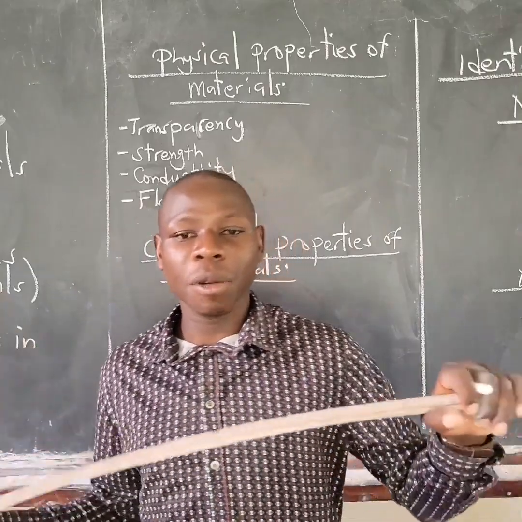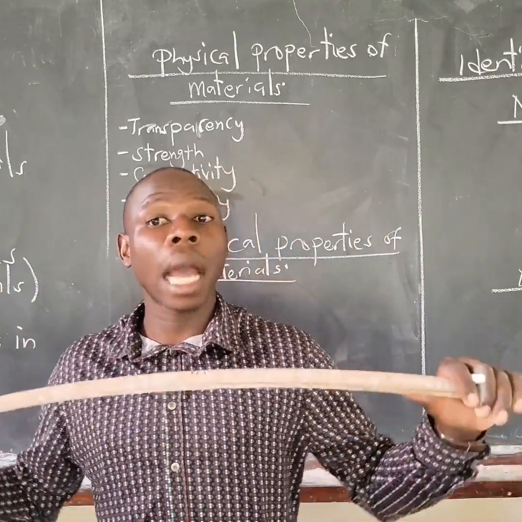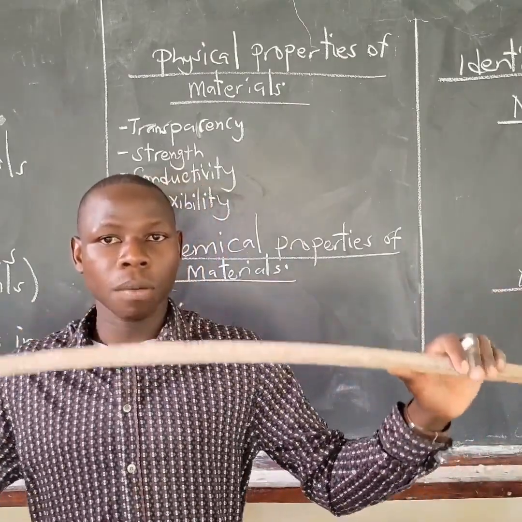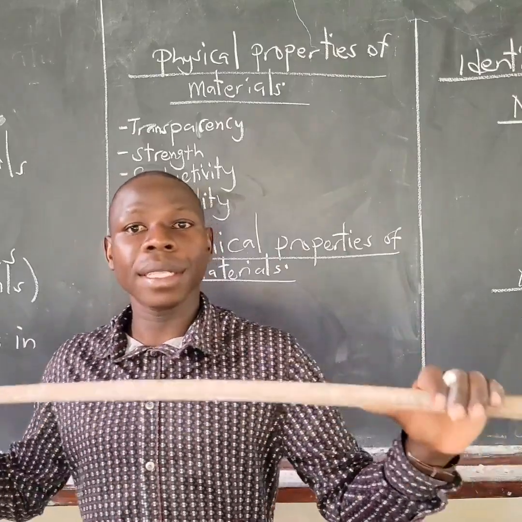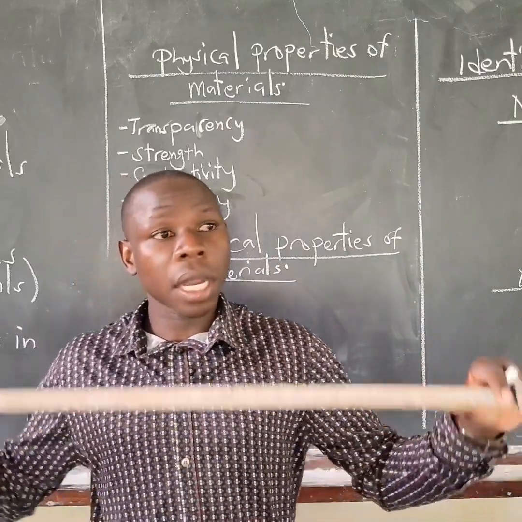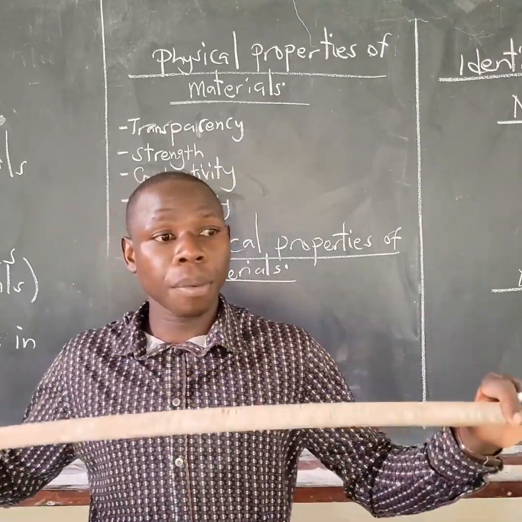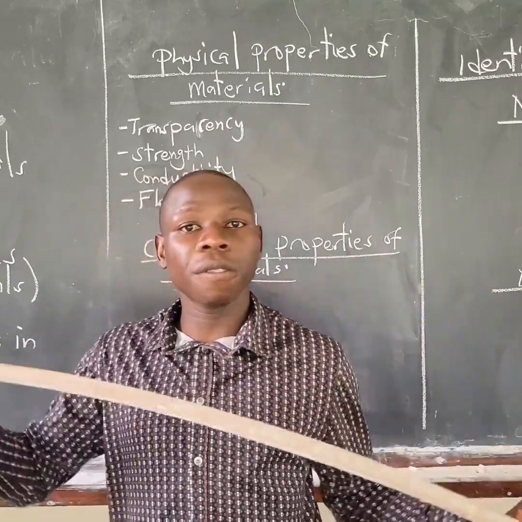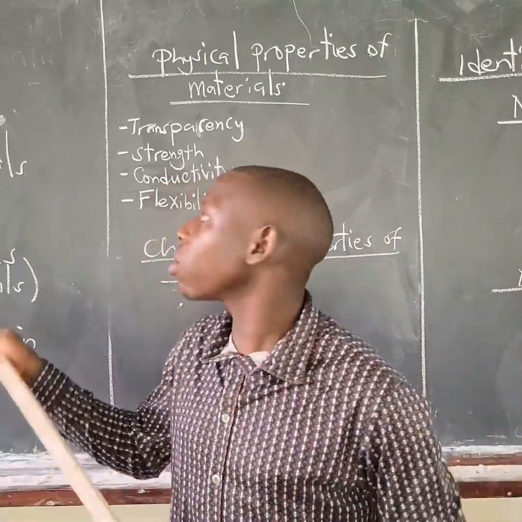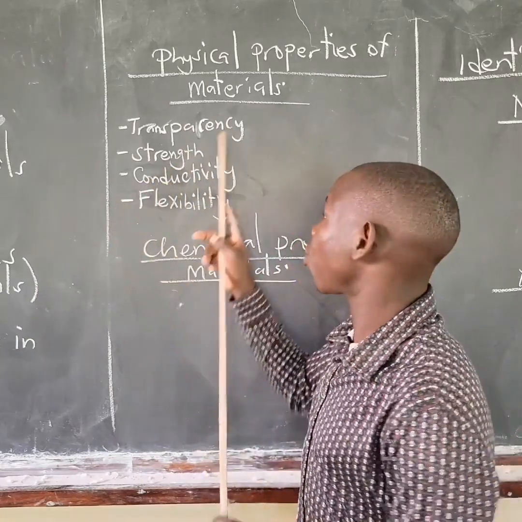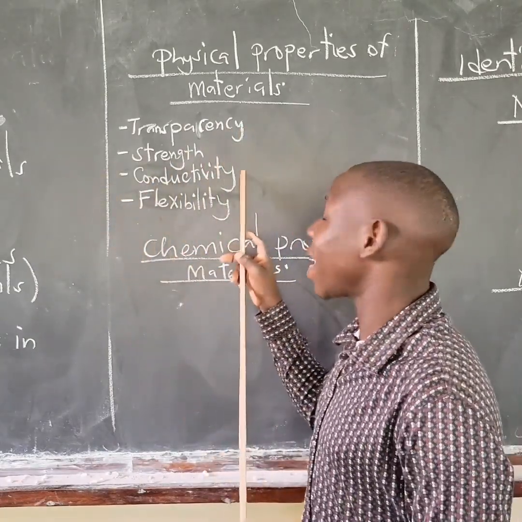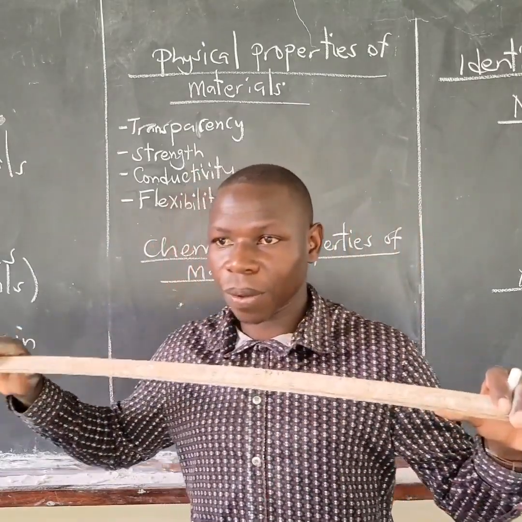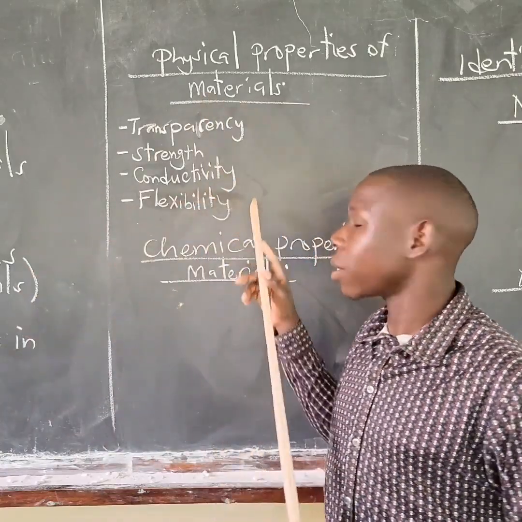Can it be bent easily without breaking? Can you bend glass? When you look at this meter rule, I can bend it somehow, but can you bend glass? Can you bend an iron nail without it breaking? Can you bend a plastic cup without breaking? So that's flexibility. Is the material flexible? Those are properties. Some materials are transparent, some materials are strong, some materials conduct heat and electricity, some materials are flexible. Those are the physical properties of materials.